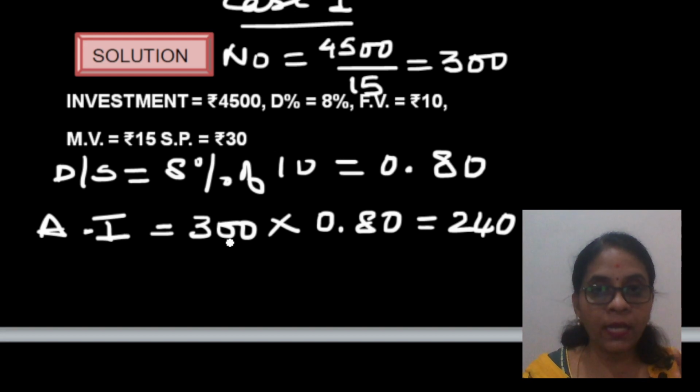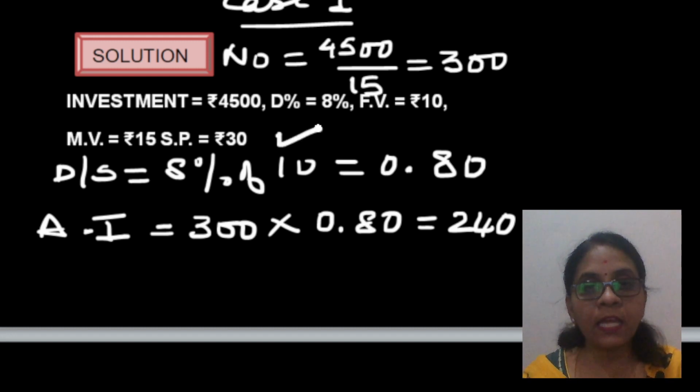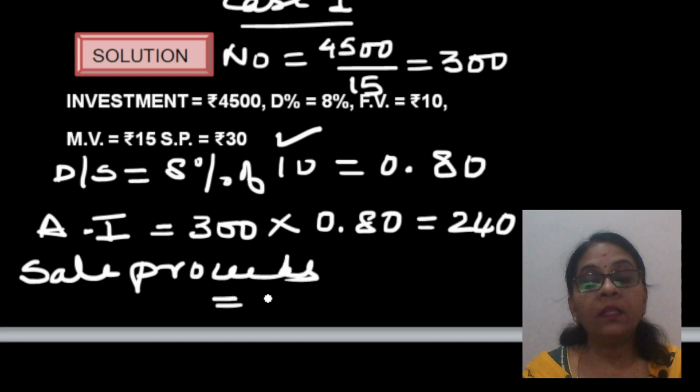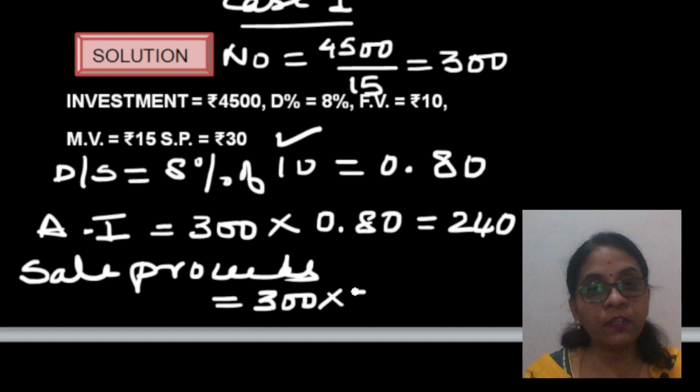Now the sum does not end here. It is given in the question that this particular person sells the shares when the price rises to 30 rupees, which means the SP is 30 rupees. So the sale proceeds is equal to the number of shares he holds in the company, that is 300, into the price at which he is selling, 30, which makes it 9,000 rupees.